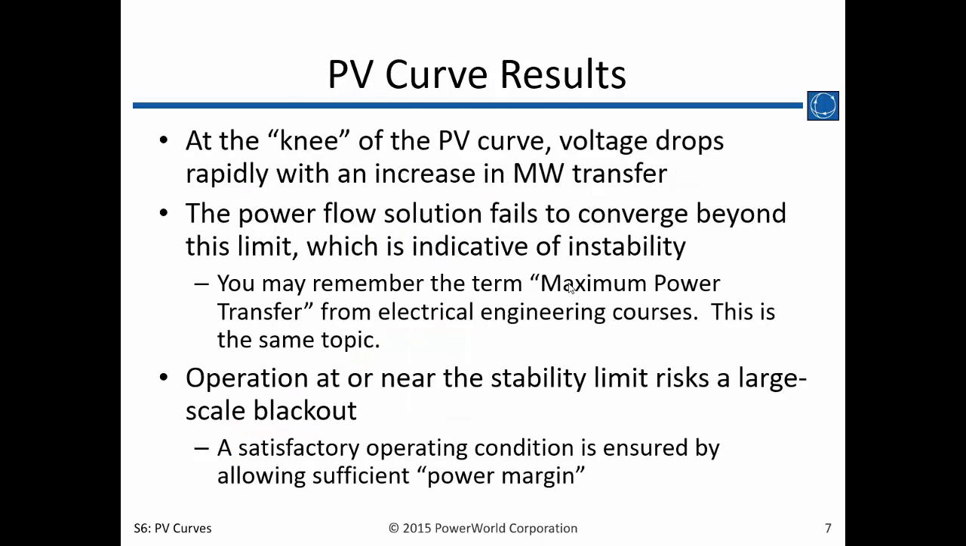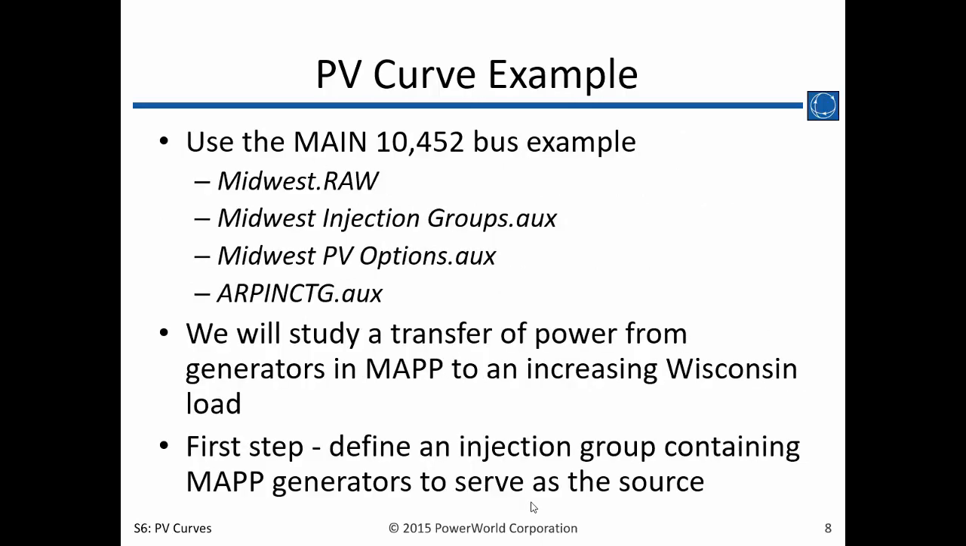So the knee of the curve, the voltage drops rapidly with an increase in megawatt transfer. Power flow solution fails to converge beyond this limit, which is indicative of instability. We've talked about maximum power transfer many times in electrical engineering courses. This is the same thing we're talking about here. Operation at or near the stability limit risks a large-scale blackout. A satisfactory operating condition is ensured by allowing sufficient power margin.